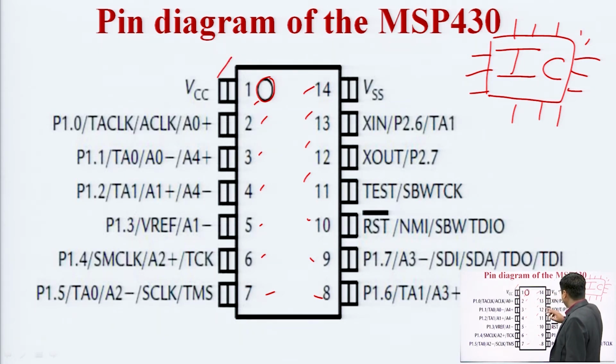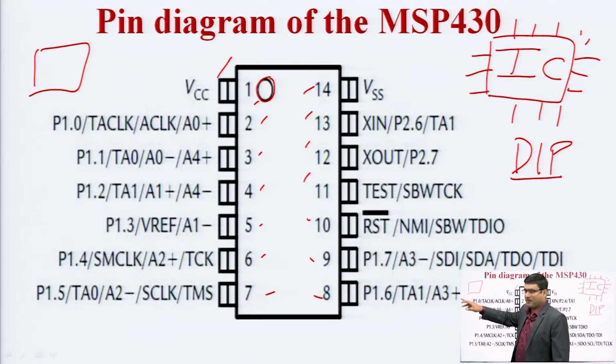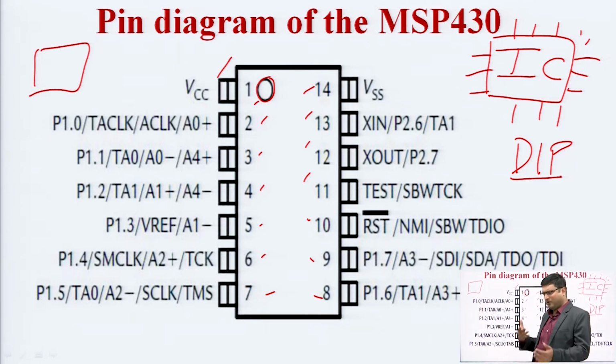This is basically a DIP package, a dual inline package. What is the meaning of dual inline package? Dual means that if we have 14 pins, then 7 are divided onto each side. There are other packages available, like quad flat packages. It depends upon the manufacturer which particular type of package to use to manufacture an IC.